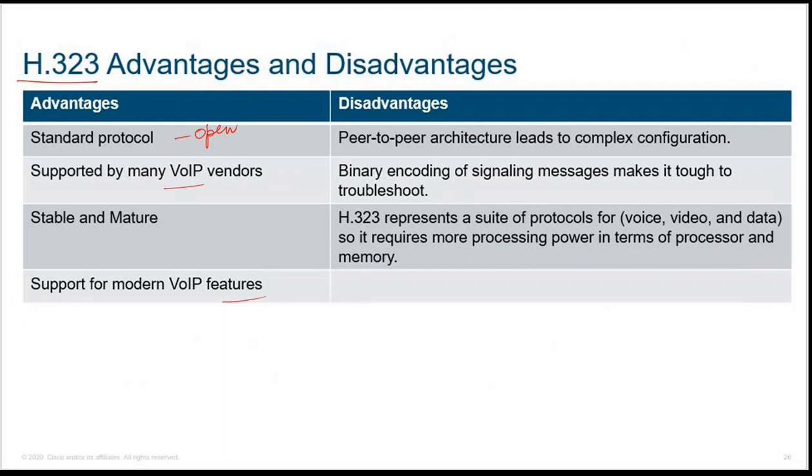Whereas some disadvantages are the peer-to-peer architecture leads to complex configuration. So H323 is a bit complex compared to some other call control protocols. It uses binary encoding of signaling messages, which makes it tough to troubleshoot. H323 represents a suite of protocols like voice, video, data, so it requires more processing power in terms of processor and memory. These are some disadvantages of it.